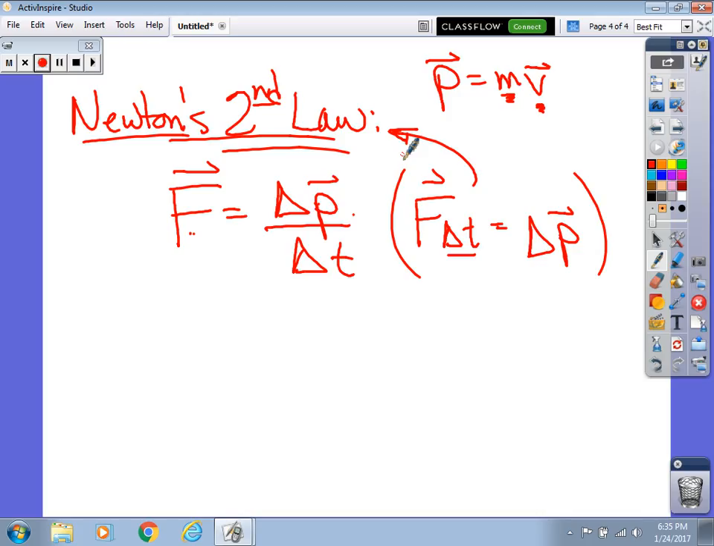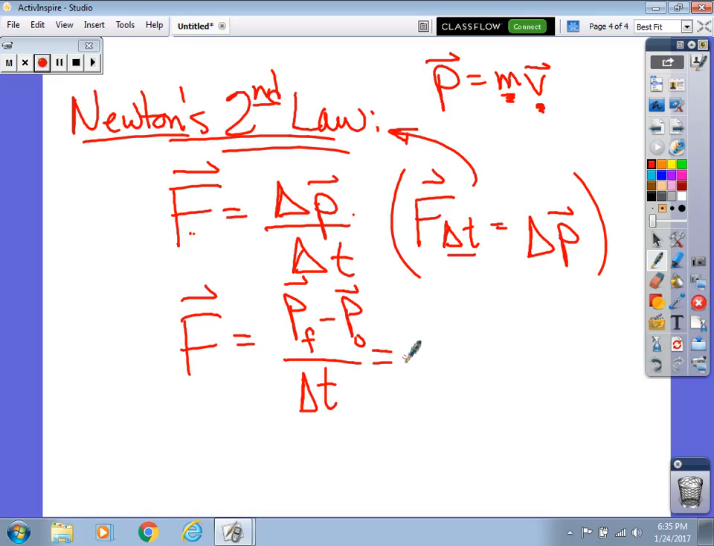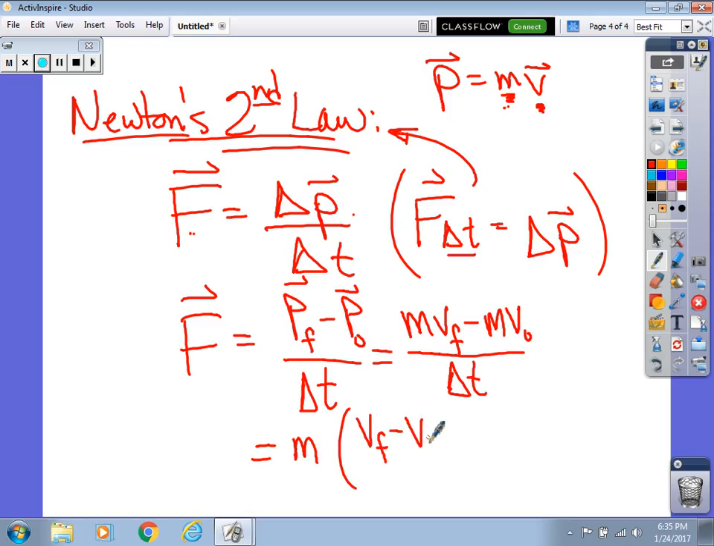Let me derive this in a manner that's something you're used to seeing. If I rewrite this, I know that the change in momentum is the final momentum minus the initial momentum, over time. Well, I know momentum is mass times velocity. So it's going to be mass times the final velocity, minus mass times the initial velocity, divided by delta t. If I factor out a mass, I get final velocity minus initial velocity over time.